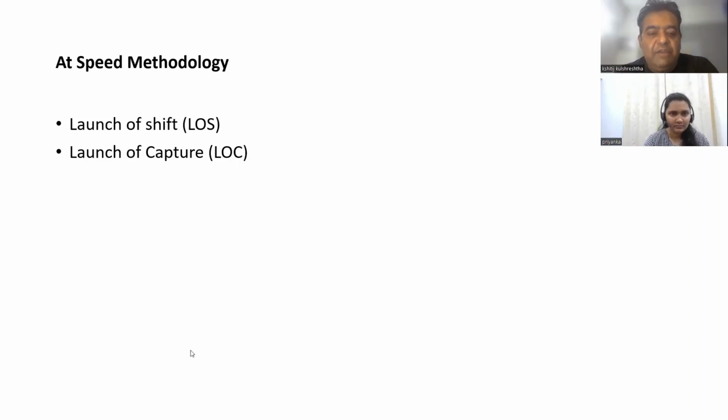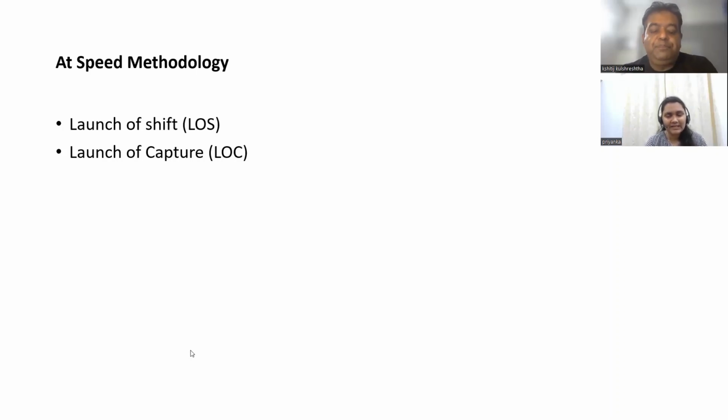So this is the right slide for us. What I have heard is that there are two kinds of methodologies in our industry. Some customers would be using LOS, some customers would be using LOC, and sometimes a common approach is a hybrid approach, in which we use LOC and LOS both. So can you elaborate a little more on the at-speed methodology?